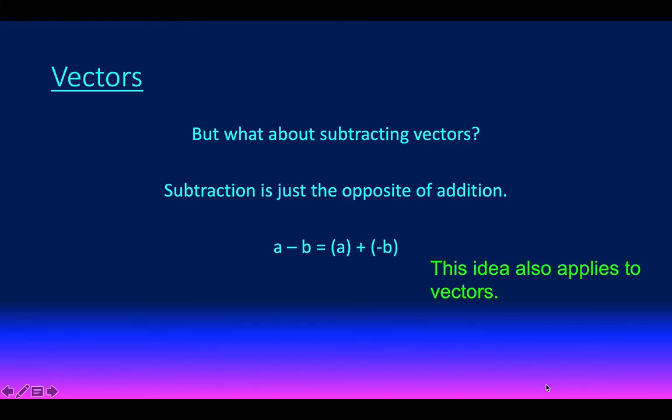The idea we present here is also going to apply to vectors. If I say vector p minus vector q, that's like saying vector p plus the opposite of vector q, or vector p plus negative vector q. So after we have a notion for how we will add vectors, and after we know how to write the opposite or the negative of a vector, we'll be able to subtract vectors just as easily as we'll be able to add them.